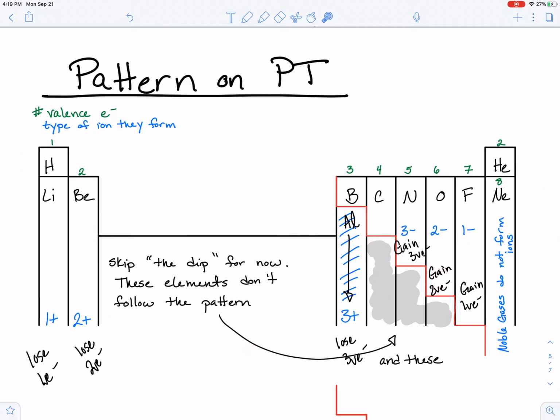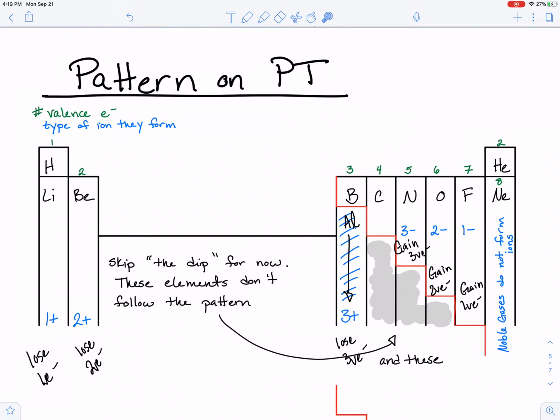We're going to generally skip the dip for now because they don't really follow any of these patterns, but the rest of them do. So family 1 here has 1 valence electron, family 2 has 2 valence electrons, family 3 has 3 valence electrons, family 14 has 4, 15 has 5, 16 has 6, 17 has 7, and this last family of noble gases, neon and down, have 8, helium has 2. So this is how many valence electrons everybody has.